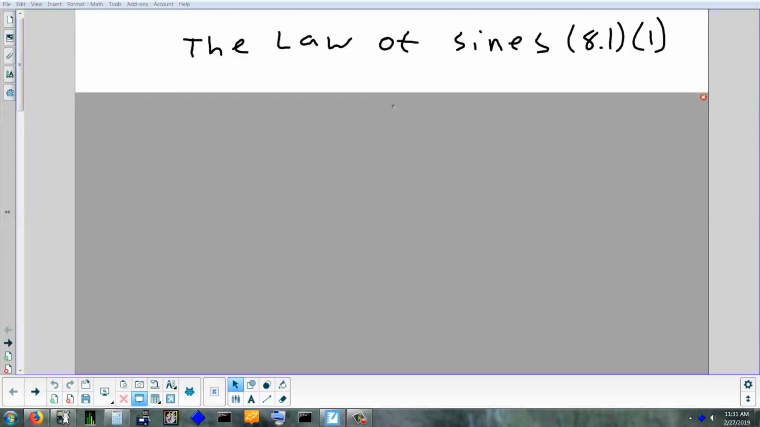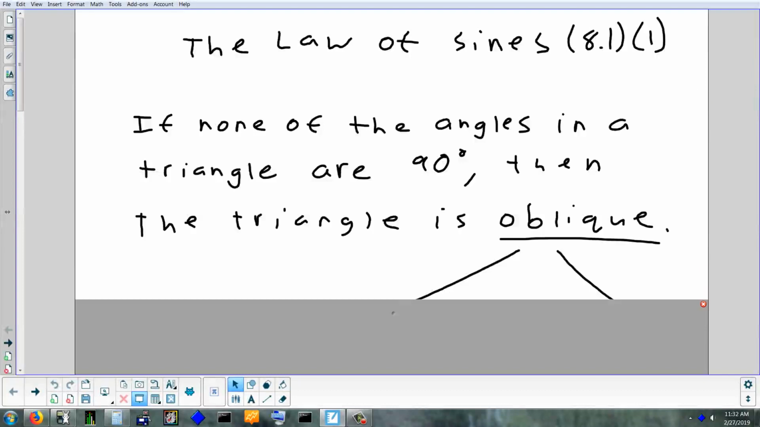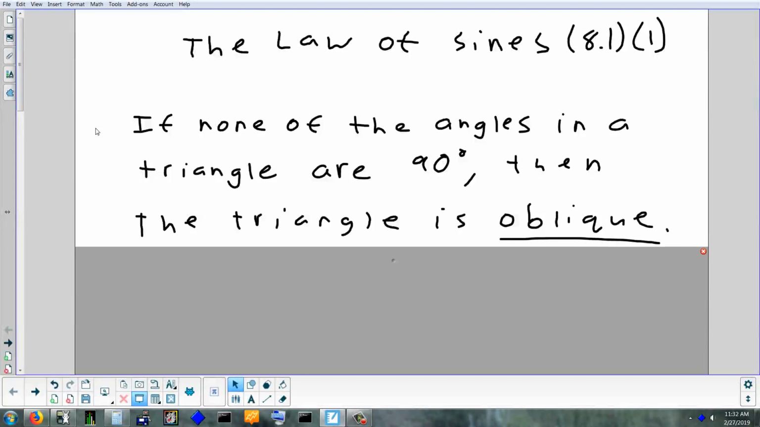Okay, so last section for this week is first half of section 8.1, and it's on what we call the law of sines. So the whole goal in section 8.1 and 8.2 is I'm going to give you a triangle, and I want you to tell me how big the sides are and how big the angles are. That's it. We've done this before. When we did SOHCAHTOA.